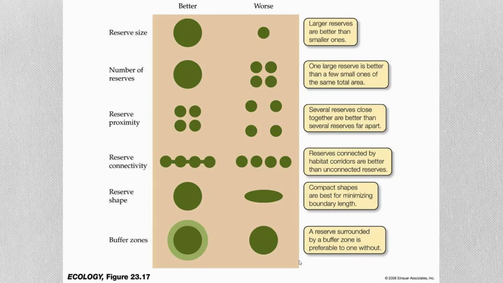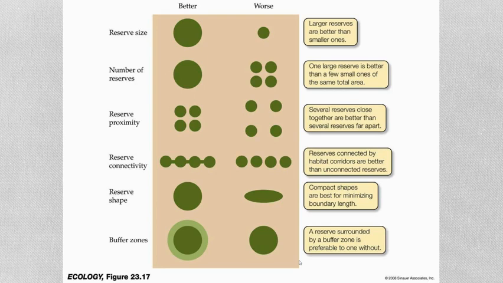So consider the size of reserve, right? A larger reserve is better than a smaller one, right? More habitat space is better than small habitat space. Similarly, for the number of reserves, we'd rather have one large connected reserve than several smaller reserves that were the same area. How close these reserves are to each other, right? So if you have multiple reserves, it's better if they're close to each other than if they're far apart. Whether the reserves are connected. So you might have several reserves and they're connected by small corridors, and that's better than unconnected reserves.